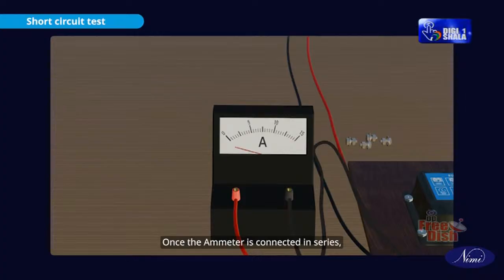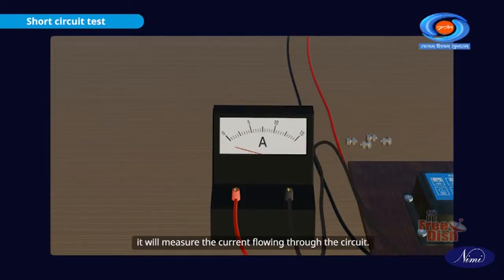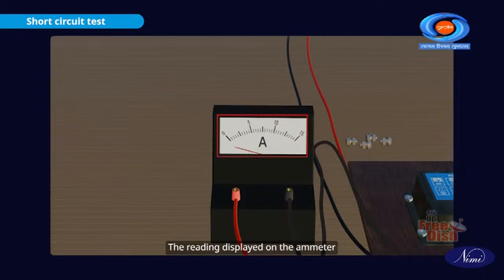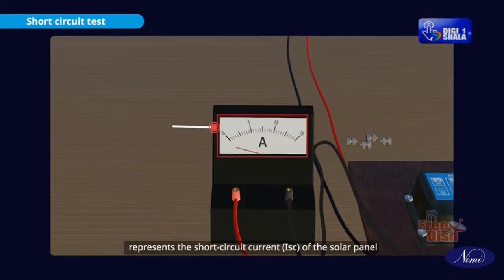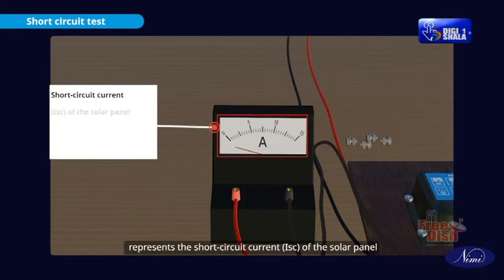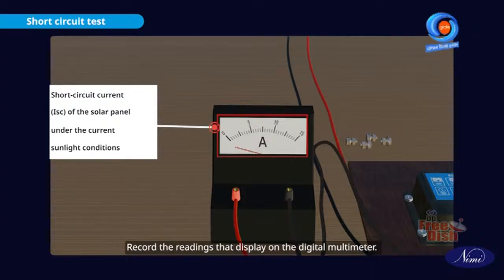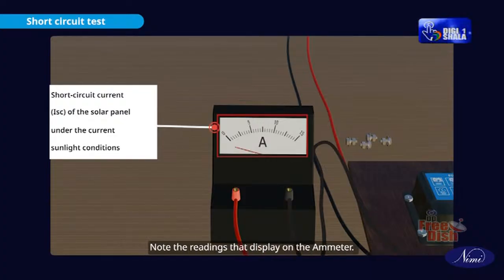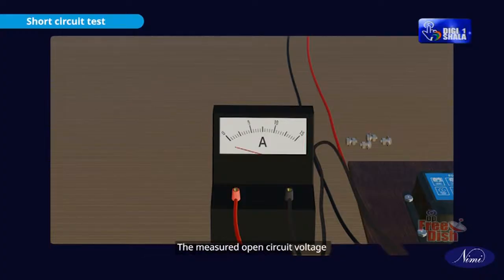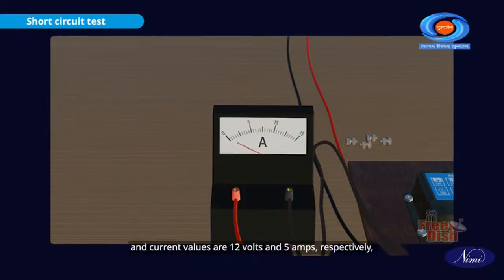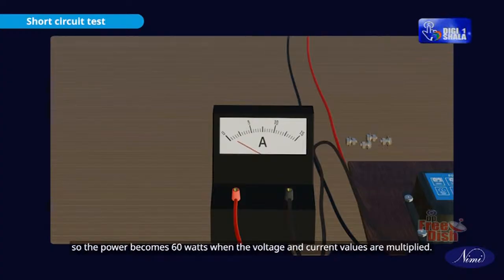Once the ammeter is connected in series, it will measure the current flowing through the circuit. The reading displayed on the ammeter represents the short circuit current ISC of the solar panel under the current sunlight conditions. Record the readings displayed on the digital multimeter. Note the readings displayed on the ammeter. The measured open circuit voltage and current values are 12 volts and 5 amps respectively. So the power becomes 60 watts when the voltage and current values are multiplied.